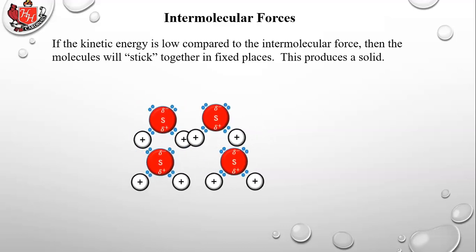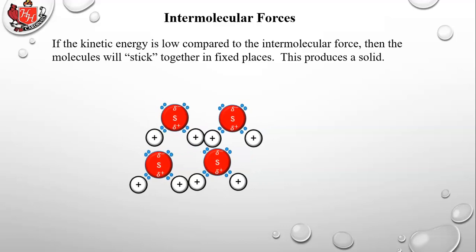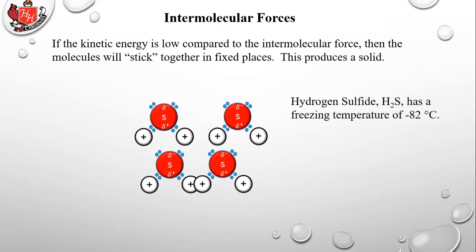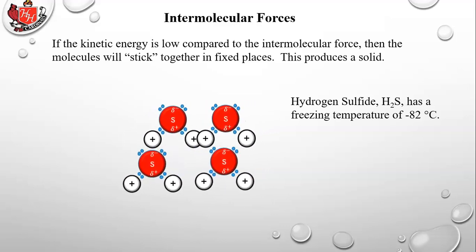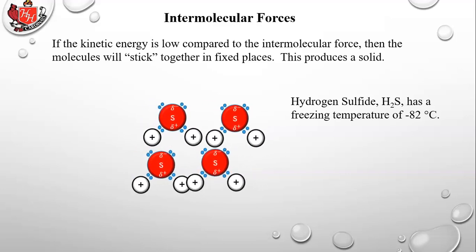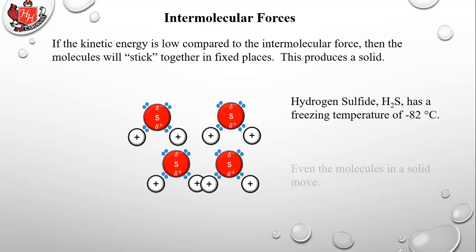If the kinetic energy is low compared to the intermolecular forces, then the molecules will stick together in fixed places. This produces a solid. Hydrogen sulfide, this is just one example, is H2S, has a freezing temperature of negative 82 degrees centigrade. So these molecules would have to be below that temperature.